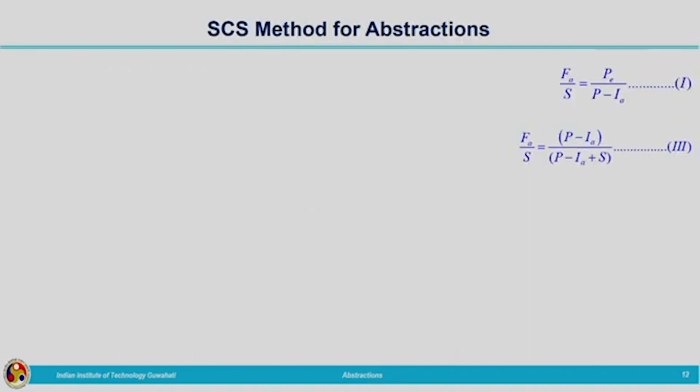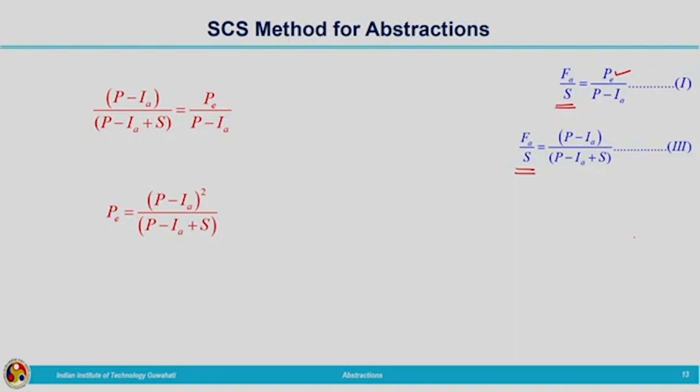One is based on the hypothesis, that is Fa by S is equal to Pe divided by P minus Ia, and the second one which we have derived in the previous slide. So, in both equation 1 and 3, on the left hand side we are having Fa divided by S. So, we can equate the right hand sides for getting the value corresponding to Pe, that is the excess rainfall. So, P minus Ia divided by P minus Ia plus S is equal to Pe divided by P minus Ia. From this we can get Pe is equal to P minus Ia all square divided by P minus Ia plus S. So, Pe is representing our excess rainfall.